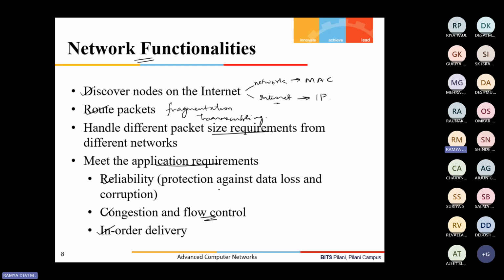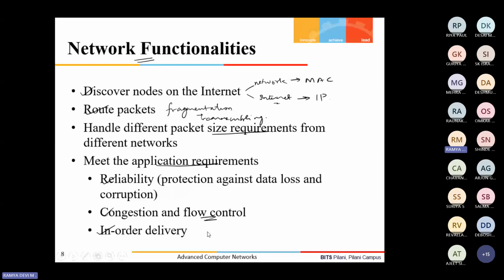The next one is in-order delivery. The network must ensure in-order delivery. Whatever packets arrive at the destination in a public packet switched network, we cannot ensure that all the packets arrive in the same order. Some flow along different paths, so packets will be received at the destination out of order. With the help of a segment number, we have to reassemble them. So these are the application requirements.